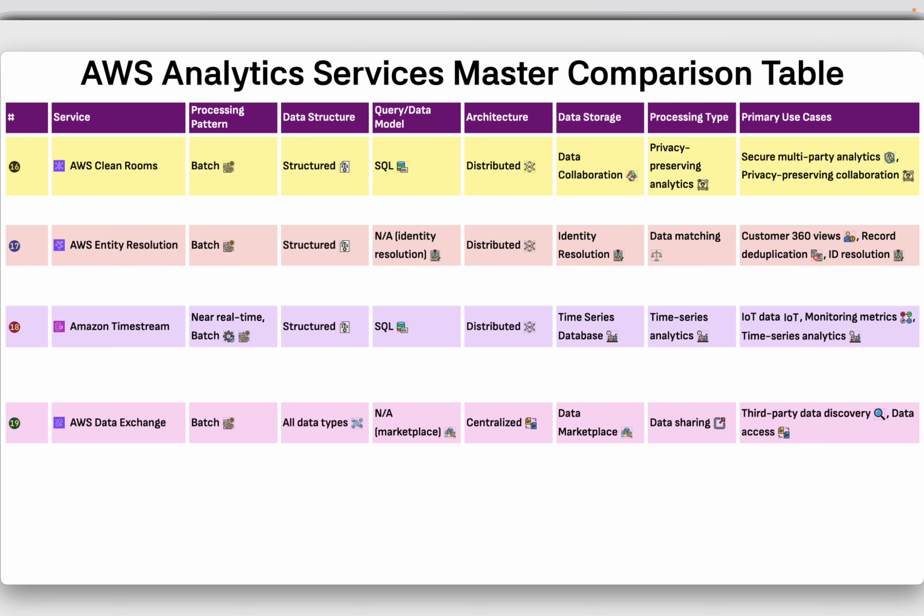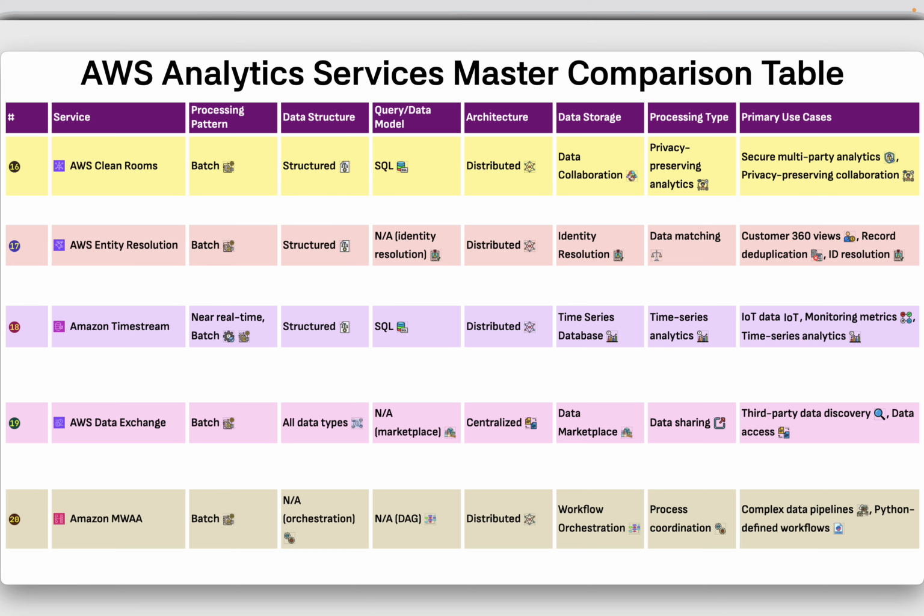Next one, AWS Data Exchange. Processing pattern is batch. Data structure, all data types. Query and data model, not applicable because it's a marketplace-driven service. So basically there's a marketplace and you buy and sell your data assets. Architecture, centralized. Data storage, it's a data marketplace service. Processing type, data sharing. And primary use cases, third-party data discovery and data access.